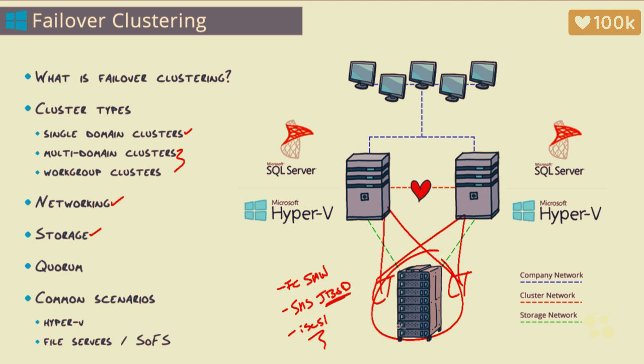Another way to provide both redundancy and scalability is using a scale-out file server. And this is designed specifically for SQL Server and Hyper-V, large files that are always open. And we have a nugget dedicated to SOFS, so we'll save that for when we get there.